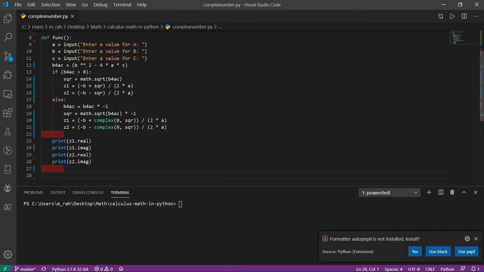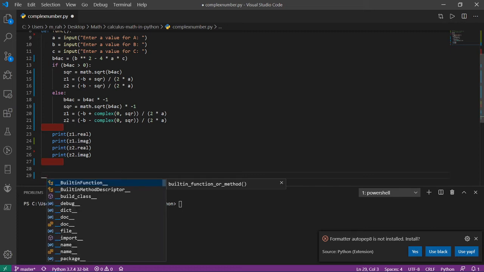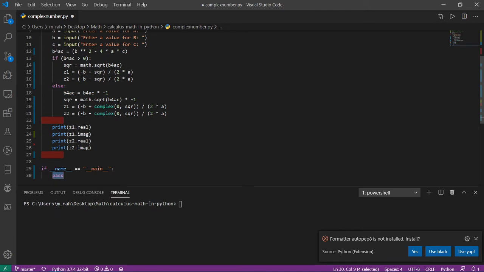We just need to call our function to get our code to compile. So I just say main. Now I can say function, I just call my function here. So here we are actually done. So we can just test our program.